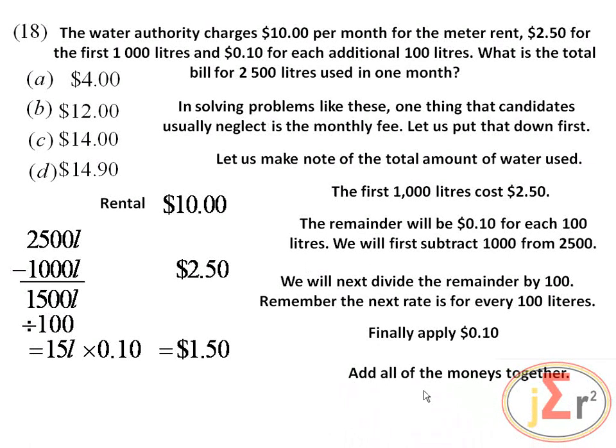Add all of the monies together. So we are going to find the total. We have 10 here, 2.5 and 1.5. 2.5 plus 1.5 is 4. So 4 plus 10, 14. And that's all there is to it. The correct answer is option C.